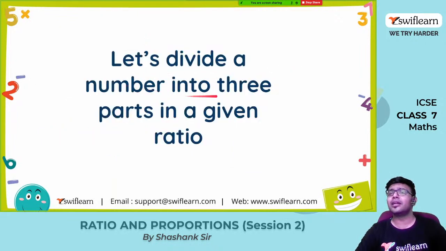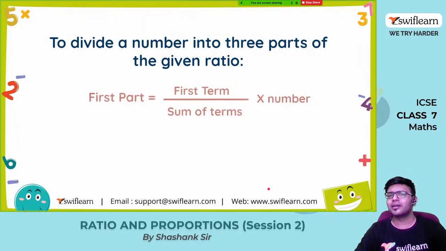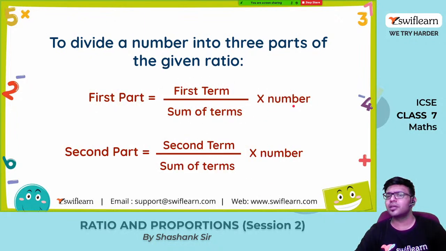So let us divide a number into three parts in the given ratio. This will be the last thing which we will learn today: how to divide any number in three parts. Same, the first part is given by the first term divided by sum of terms into the number. Second part is given by second term divided by total terms into the given number, and same for the third. Same formulas: first term by sum of terms into number.